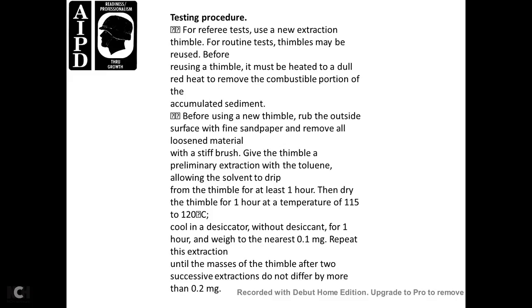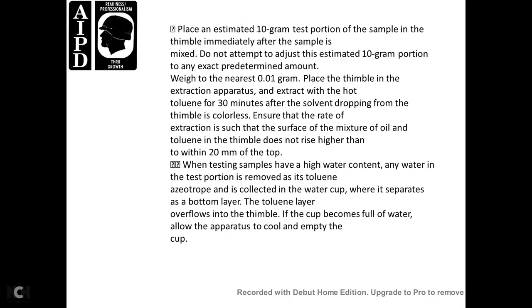Allow the solvent to drip through the thimble for at least 1 hour, then dry the thimble for 1 hour at a temperature of 115 to 120 degrees Celsius. Cool in a desiccator without a cover for 1 hour, weighing to the nearest 1/10 of a milligram. Repeat the extraction until the masses of the thimble in 2 successive extractions do not differ by more than 2/100 of a milligram.